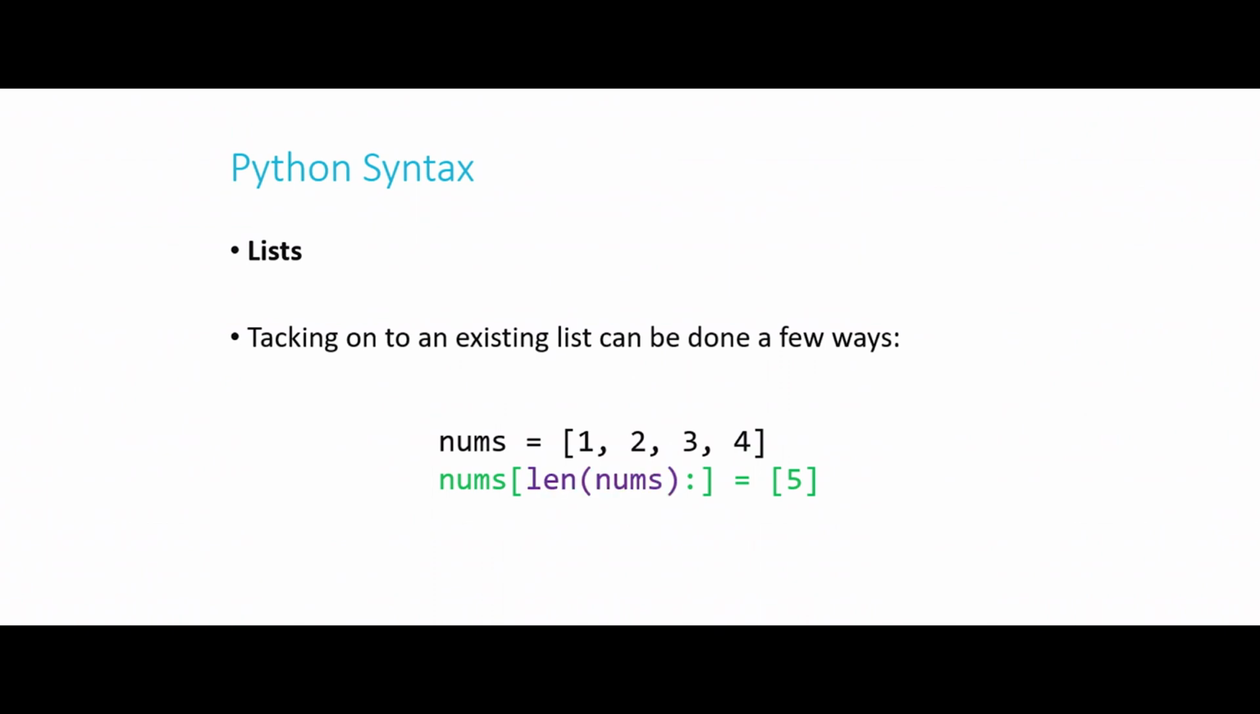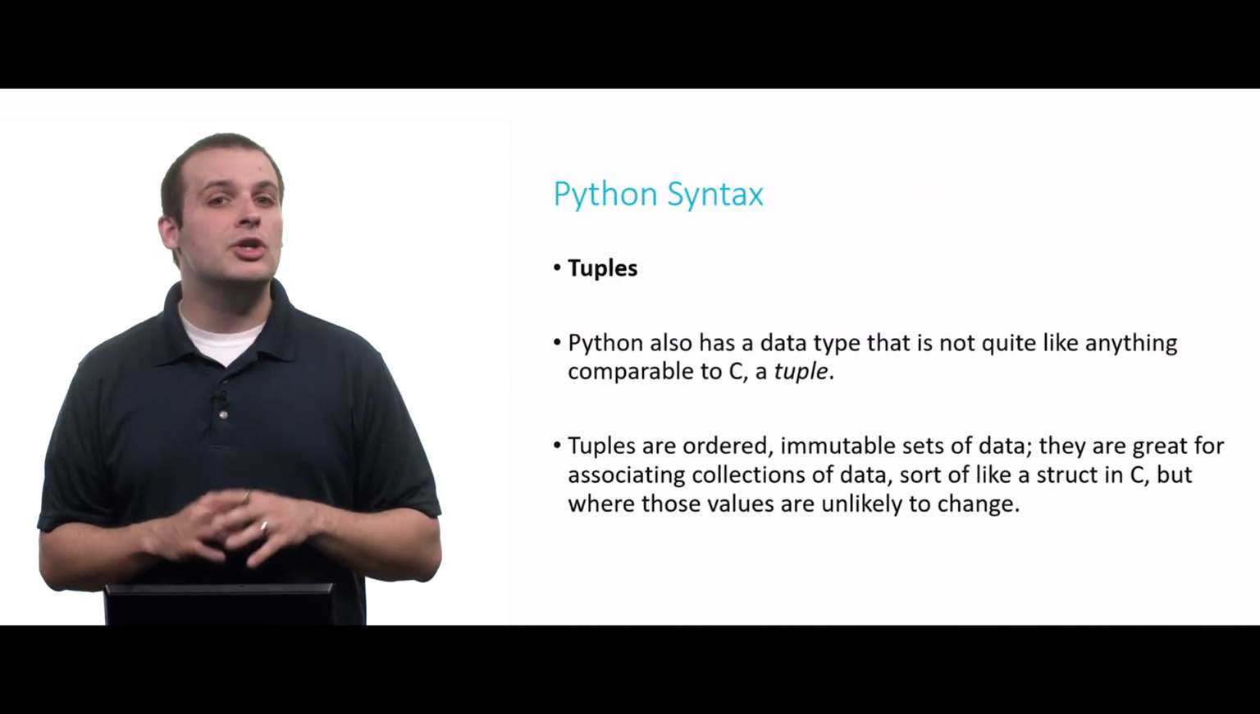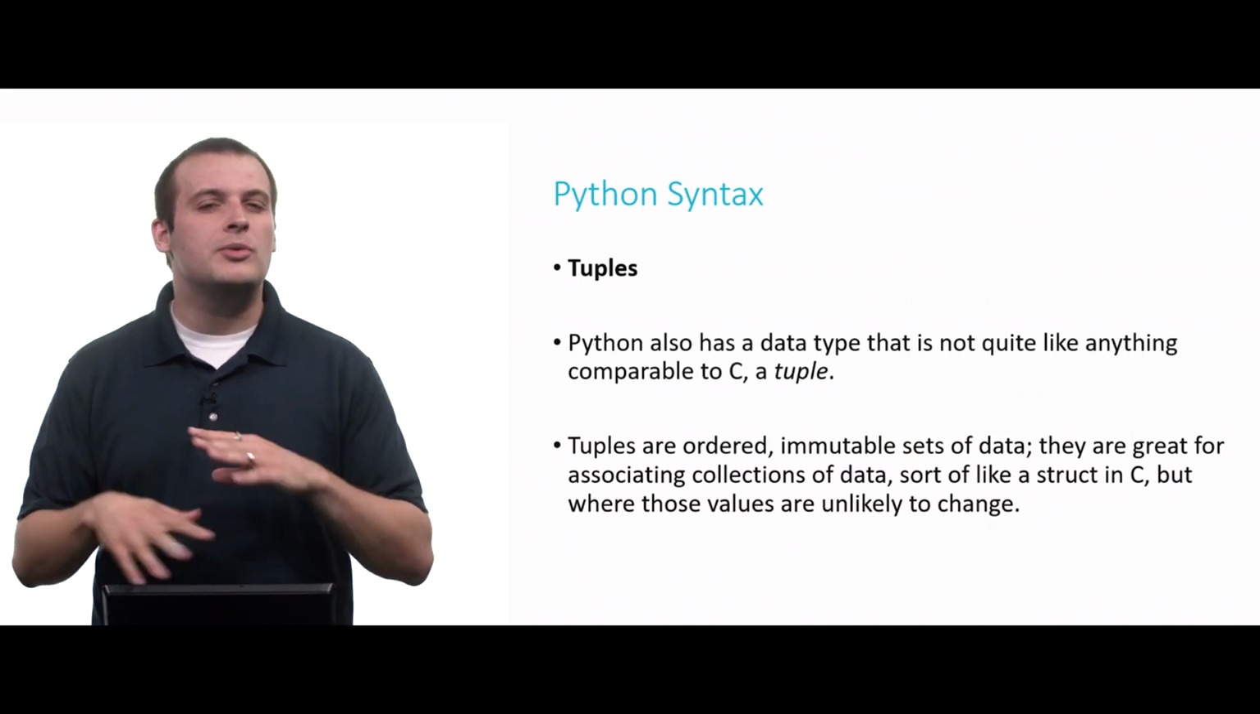So len(nums) works just like strlen might, if you're familiar with that from C. It calculates the length of a list. So len now becomes a function in Python that is usable to calculate not just the length of a string, but the length of any arbitrary list. Kind of useful.